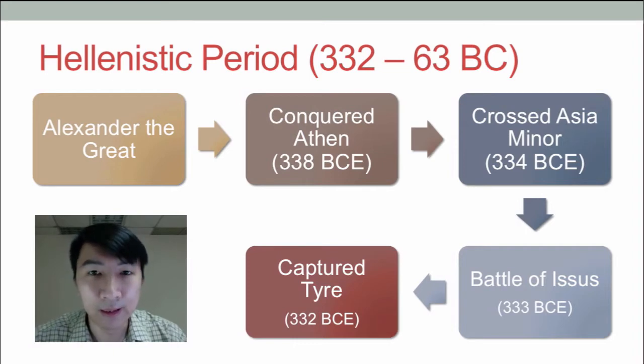Having said all this, let's talk about Palestine. Palestine now is under a new superpower. They're no longer under the Persian, but now they're under the Greeks. With this new superpower, they have new challenges they have to face. And so we will now talk about some of the challenges that they have to face under the Greeks.